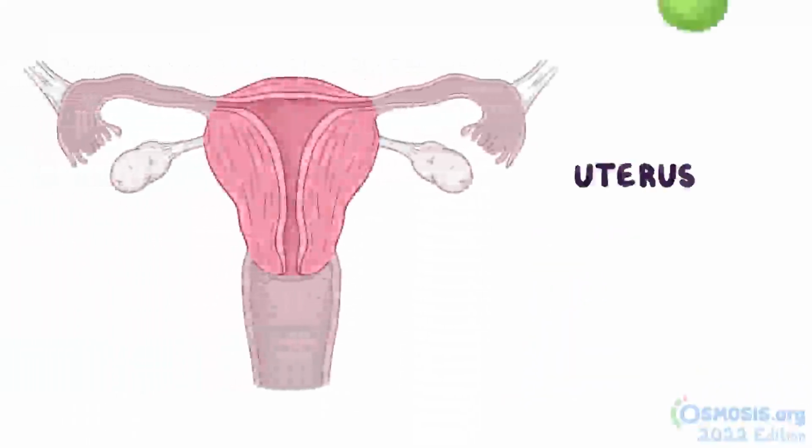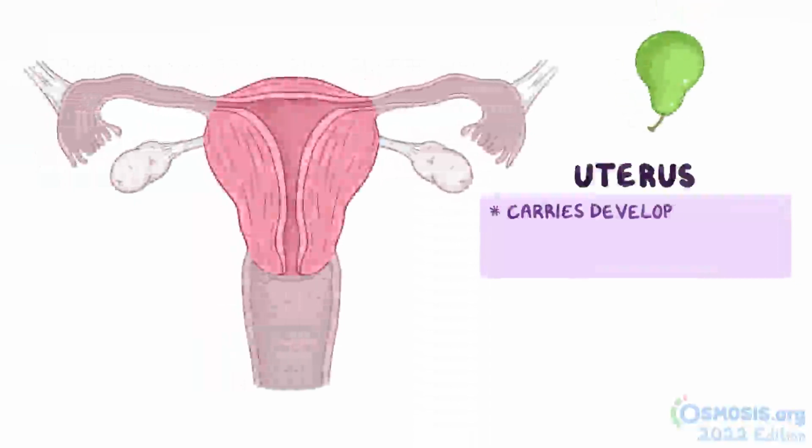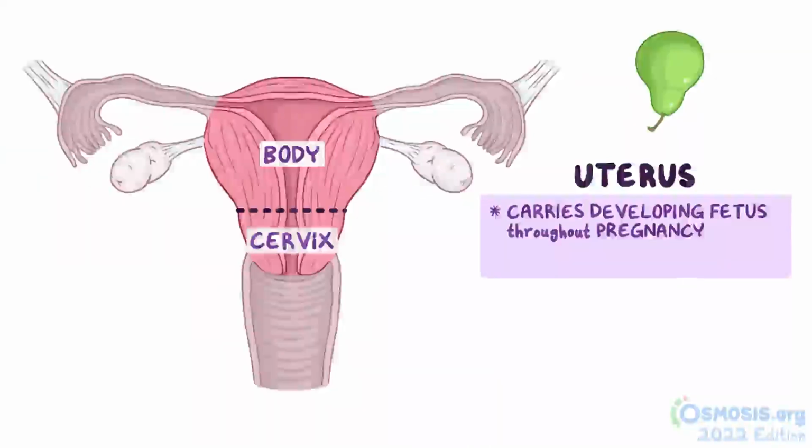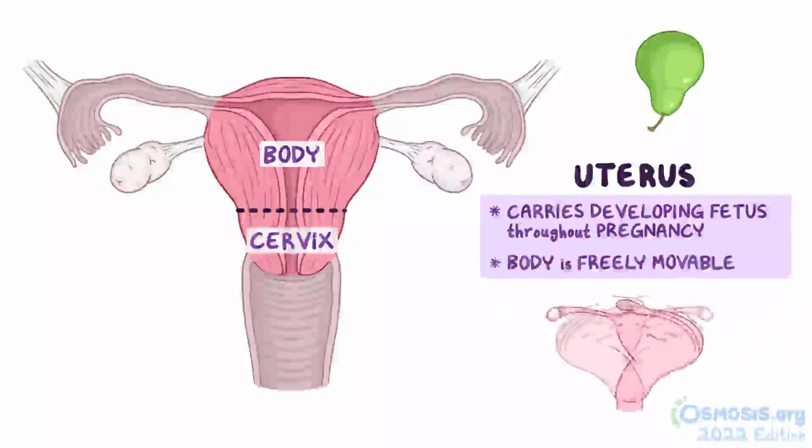Alright, now let's look at the uterus, which is a hollow, pear-shaped organ that carries the developing fetus throughout pregnancy. The uterus has two main parts called the body and the cervix. Let's start with the body, which forms the upper 2/3 of the organ. It is freely movable and lies between the layers of the broad ligament.